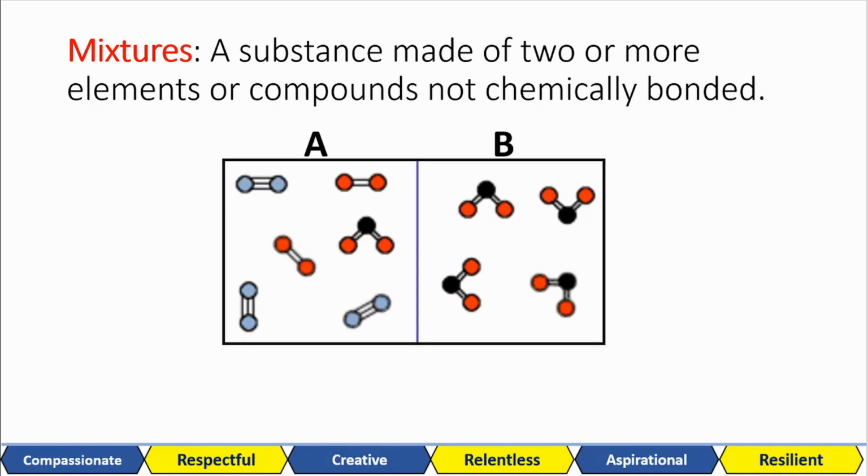Look at these 2 boxes. Use the definition to state which one is showing the mixture, and as an extension, state what the other one is showing.